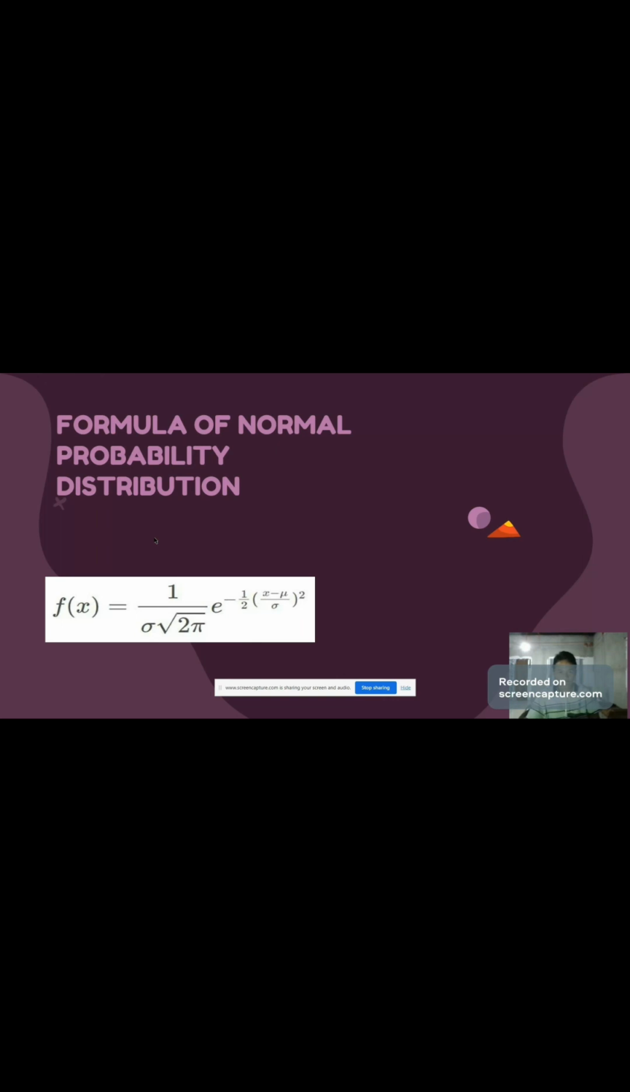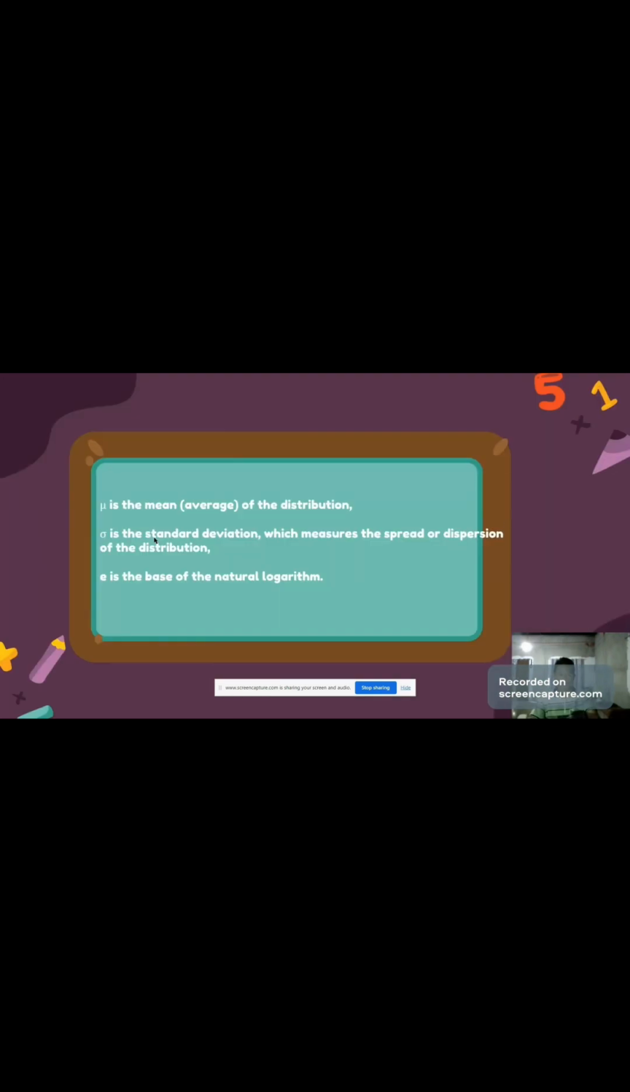So the formula of normal probability distribution is f of x is equal to 1 over the standard deviation sigma times the square root of 2 pi times e, the special number e, to the minus x minus the mean, that's mu, squared, divided by 2 sigma squared. So the mu is the mean average of the distribution, while the sigma is the standard deviation, which measures the spread or dispersion of the distribution, while the Euler's number is the base of the natural logarithm.